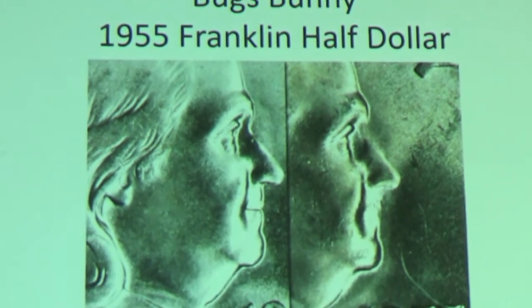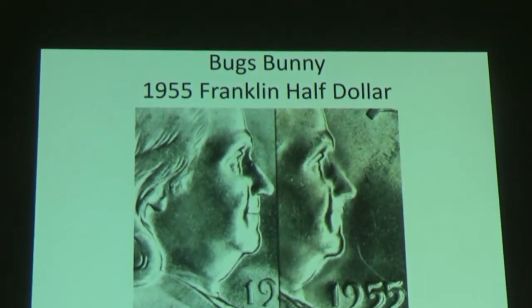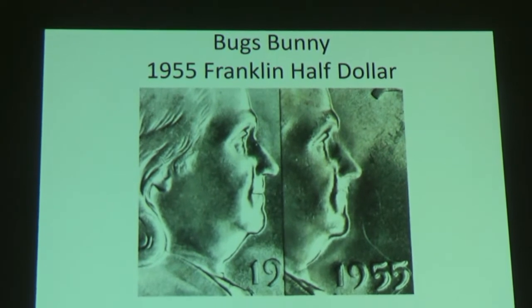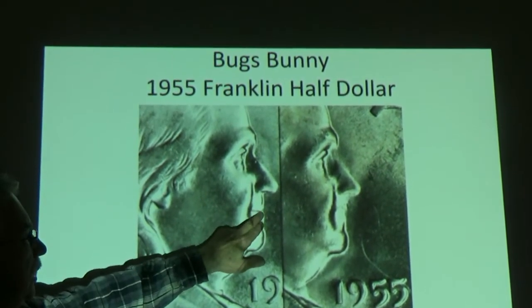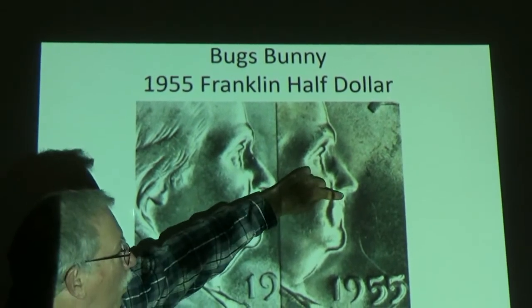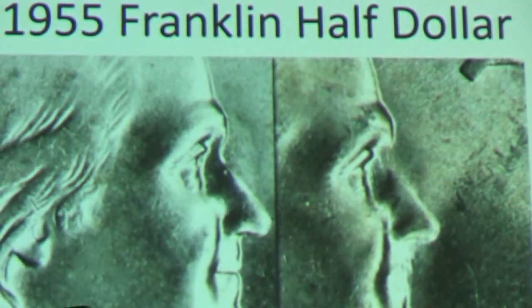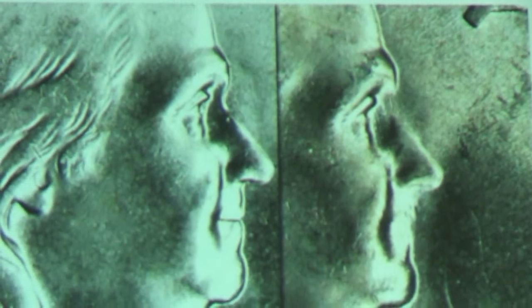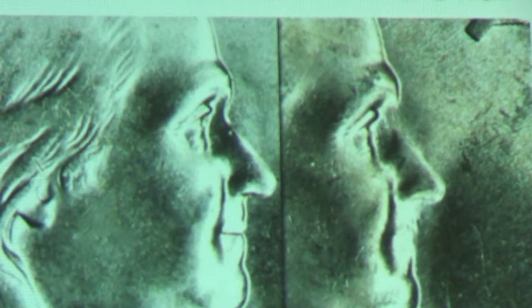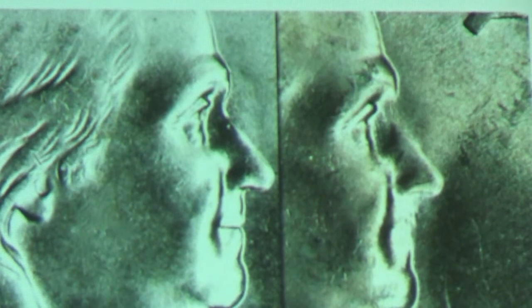Now, this is a popular variety of Franklin, and what you want to notice is, and it's kind of hard, I always have to use a loop to see this a little bit better, but this is the normal Franklin, and you can see that the lips and the chin come down fairly good. But on the Bugs Bunny one, they actually look like little teeth, and they're sharp. I have a hard time seeing it without a loop, but it's an interesting variety for the Franklin half dollars. They're not very expensive unless you get them in MS 60 or 63 or 65.